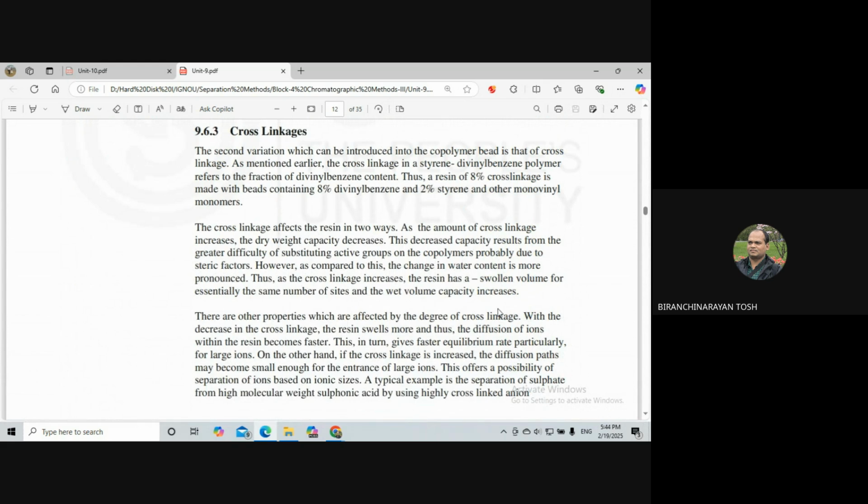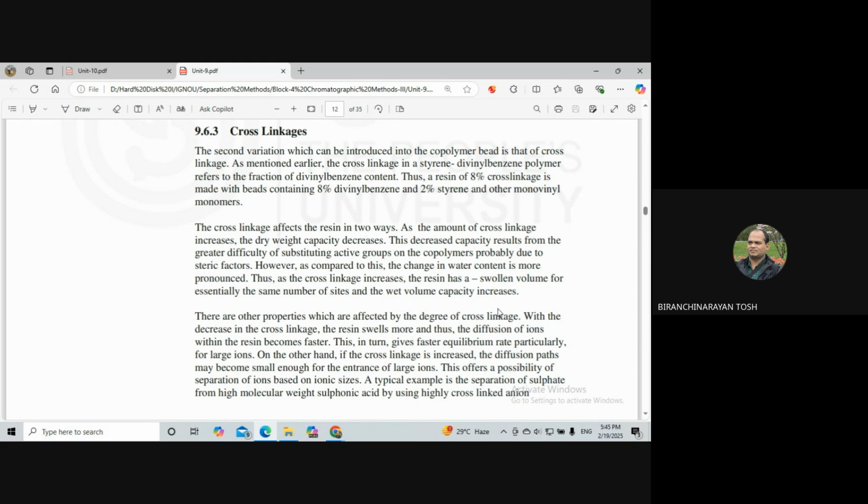In the cross-linking, the second variation, because after polymerization the variation is the cross-linking, which can be introduced into the copolymer bed, is the cross-linkage. As mentioned earlier, the cross-linkage in a styrene divinyl benzene polymer refers to the fraction of divinyl benzene content. Thus, a resin of 8% cross-linkage is made with beads containing 8% divinyl benzene and 2% styrene and other monovinyl monomers. So the cross-linkage affects the resin in two ways.